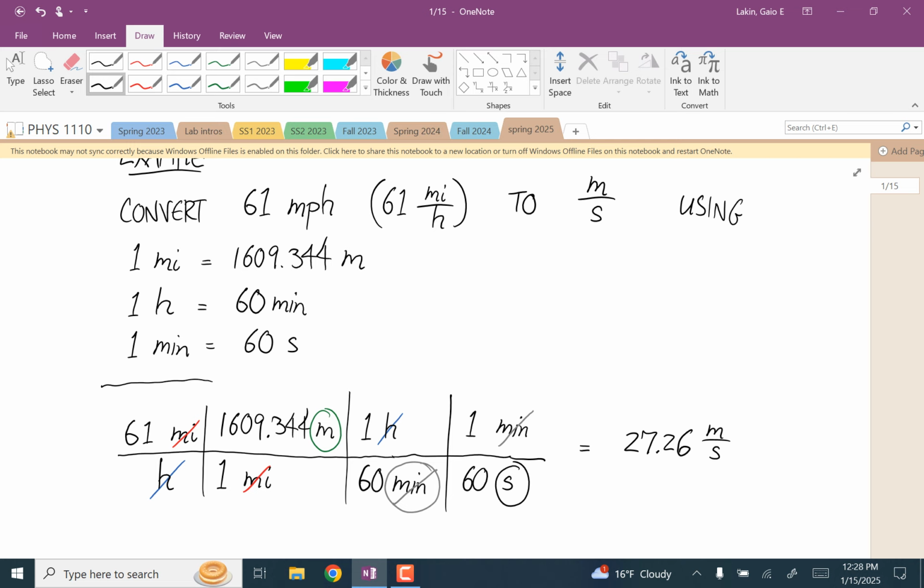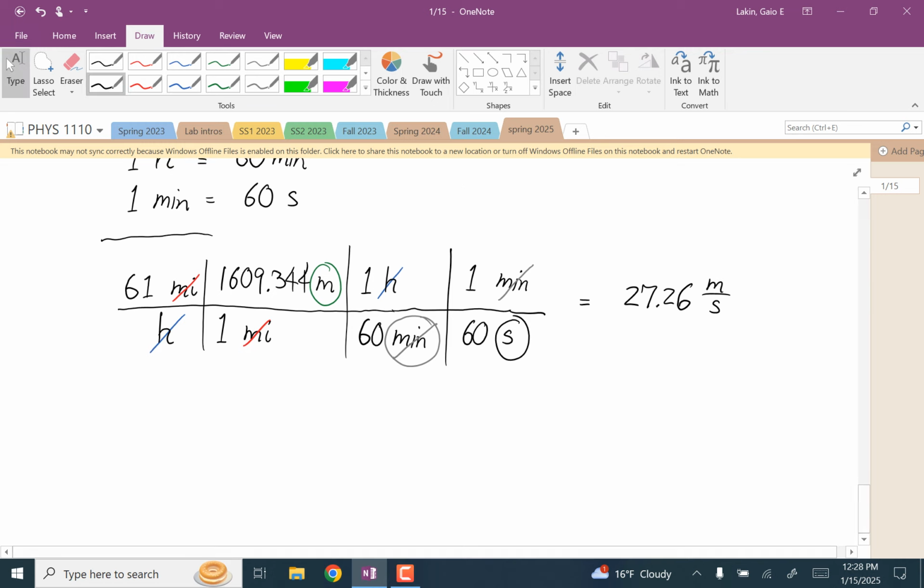Anybody have any questions about that? Okay, so let's keep going. We're going steadily to more complicated versions of this. This is really the last step, the last bit of difficulty you could have.